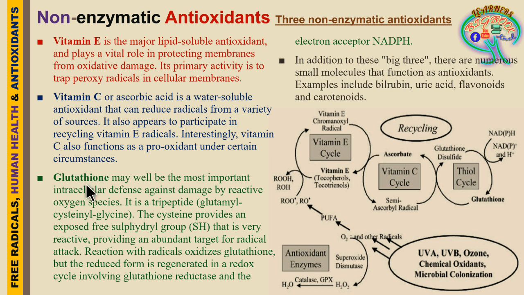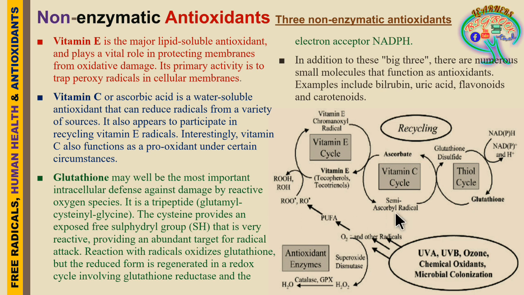And whereas the glutathione may well be the most important intracellular defense against damage by reactive oxygen species, it is the tripeptide glutamyl cysteinyl glycine. The cysteine provides an exposed free sulfhydryl group that is very reactive, providing an abundant target for radical attack. Reaction with radicals oxidizes glutathione, but the reduced form is regenerated in a redox cycle involving glutathione reductase and the electron acceptor NADPH. After the glutathione reacts with the free radical and scavenges it, the oxidized glutathione has to be recycled with the help of NADPH and glutathione reductase.